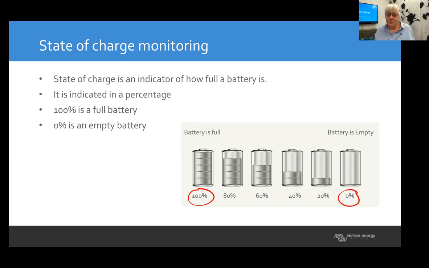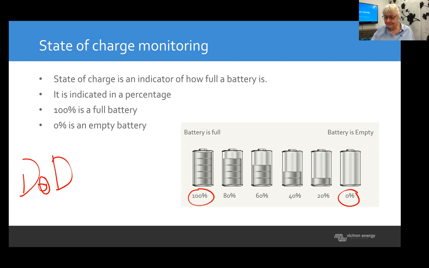And then in some literature and on the internet, you'll find another notation, which is DOD, depth of discharge. That means how much you have discharged. That's the opposite. So 0% battery would be full, and that can cause a bit of confusion every now and then. But with our battery monitor, we use state of charge.